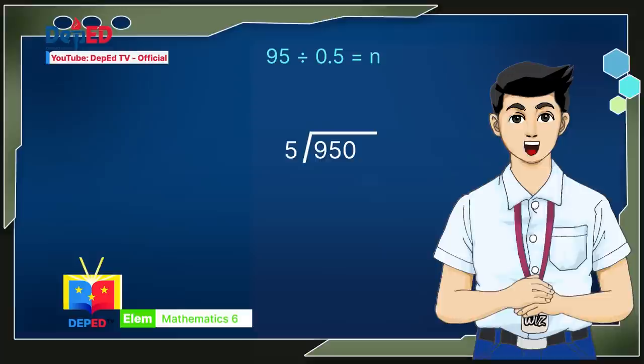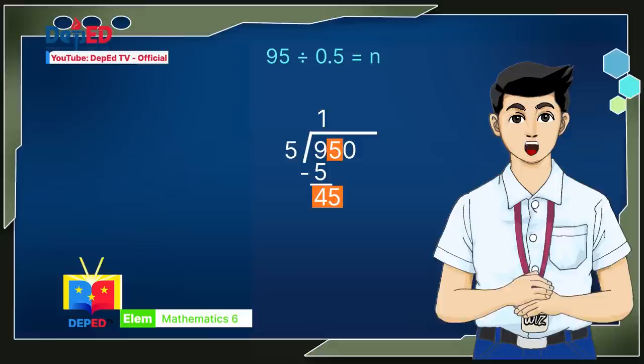9 divided by 5 is equal to 1. 1 times 5 is equal to 5. 9 minus 5 is equal to 4. Then, bring down 5 annexing to 4, making 45.